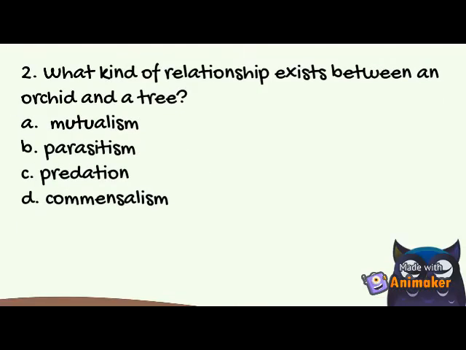2. What kind of relationship exists between an orchid and a tree? A. Mutualism. B. Parasitism. C. Predation. D. Commensalism. The correct answer is letter D, Commensalism.